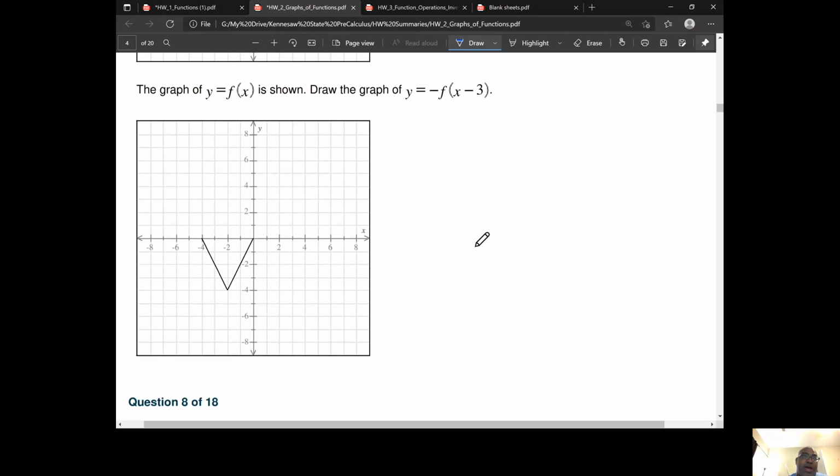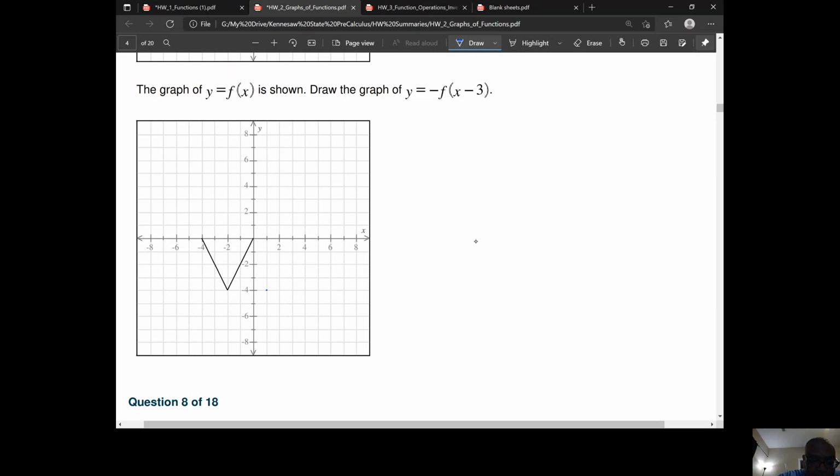So the graph of y is equal to f of x is shown. Draw the graph of y is equal to negative f of x minus 3. So it's x minus 3. So we're going to do x plus 3 because it's inside with the x, so it moves. So we're going to move this over first, and then we're going to do the negative. So everybody moves over 3.